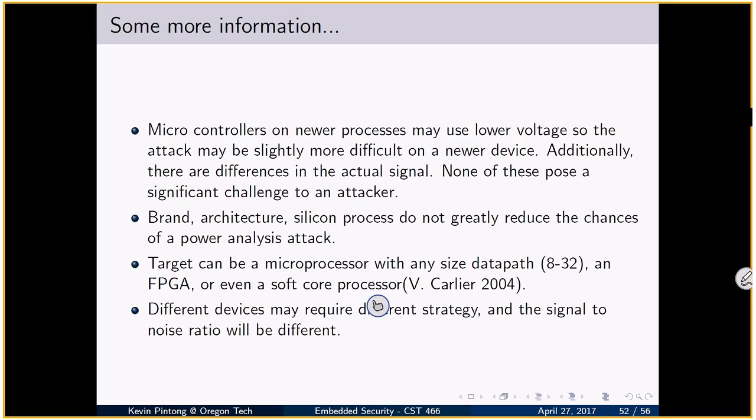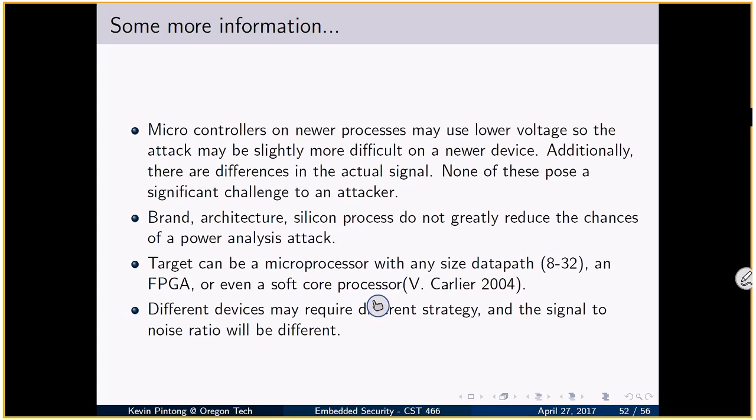It's just the data path size, it may help, but if you think about it, AES algorithm is a byte-oriented algorithm, so it's probably just going to do it 8 bits, one byte at a time, still, even on a 32-bit. So it's still going to probably leak the same. Right? So different devices may require a different strategy, and the signal-to-noise ratio will be different.